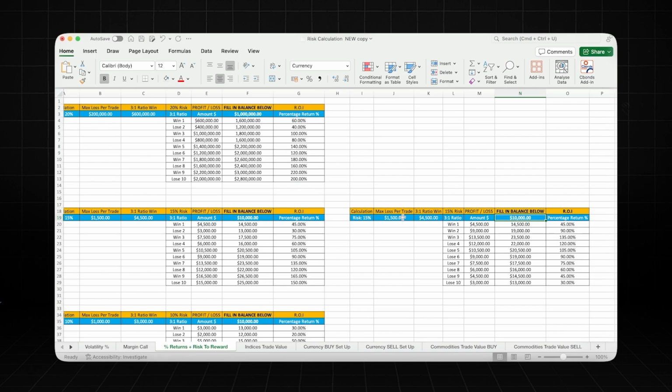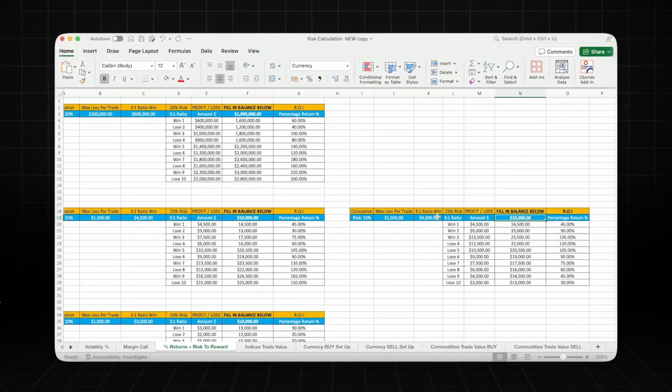If I have a 3-to-1 risk to reward, I'll make 3 times as much if it hits my take profit. So on a 10K account, I'll make 4,500 when I win a trade. And then again, if it's 3 times as much as my potential loss, I'll lose 1,500. Now look what happens with a 3-to-1 risk to reward. This is how you could be a terrible trader and still make money.